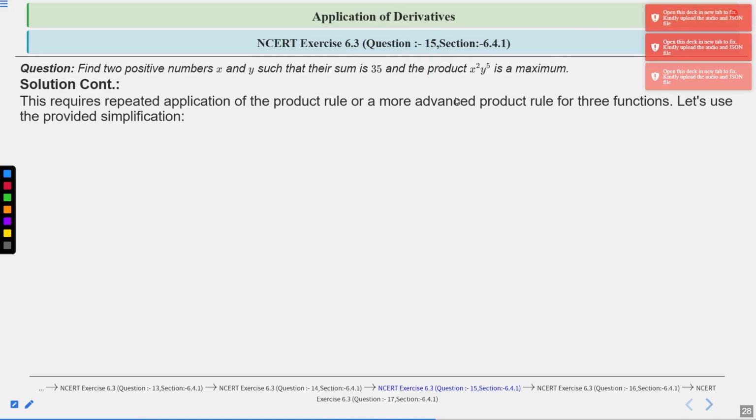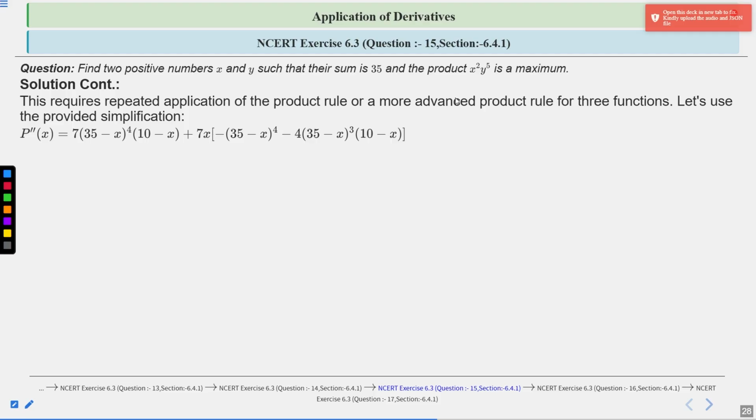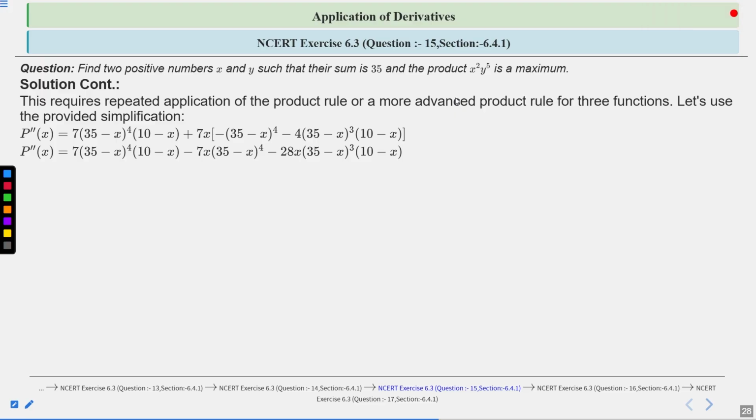This requires repeated applications of the product rule, or a more advanced product rule of three functions. Let's use the provided simplifications. So p double dash x is equal to 7 times (35 minus x) to the power 4 into (10 minus x) plus 7x into [minus of (35 minus x) to the power 4 minus of 4 into (35 minus x) cubed into (10 minus x)]. So p double dash x will be equal to 7 times (35 minus x) to the power 4 into (10 minus x) minus 7x into (35 minus x) to the power 4 minus 28x into (35 minus x) cubed into (10 minus x), right?